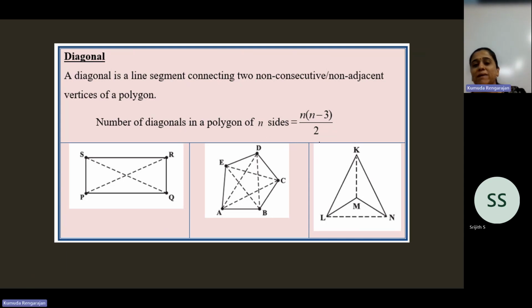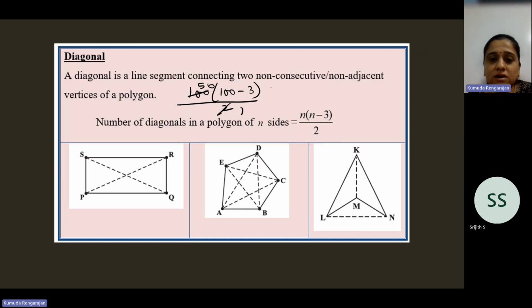So n into n minus 3 by 2 is the formula that will help us find the number of diagonals in a polygon. Okay, where n stands for the number of sides that the polygon has. So if the polygon has 100 sides, it will have 100 into 100 minus 3 by 2. 2 fifties are 100, so it is 50 into, what is 100 minus 3? 97. So 50 into 97. What is 50 into 97? 4,850 diagonals. Got that, Srijit?